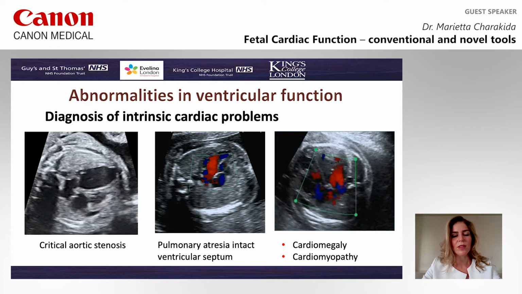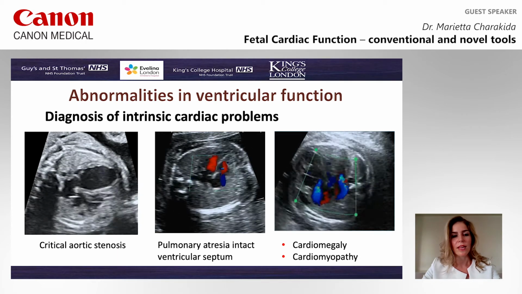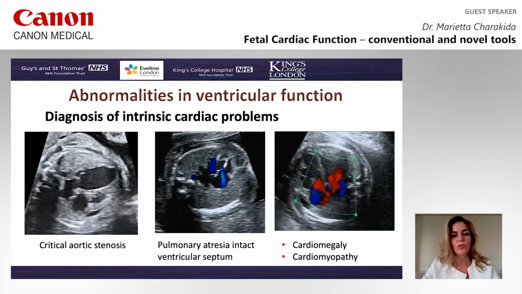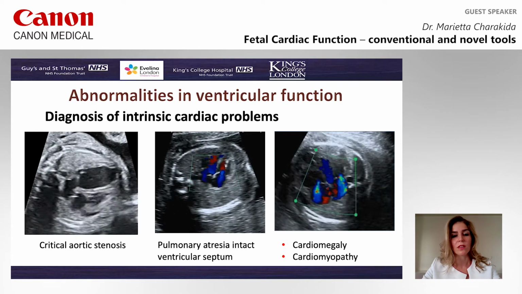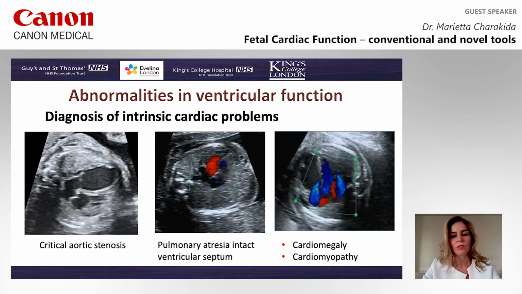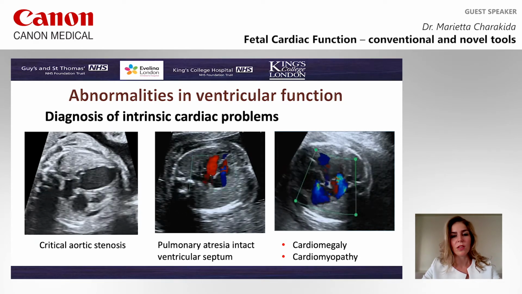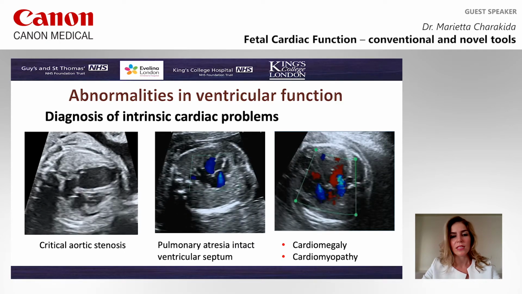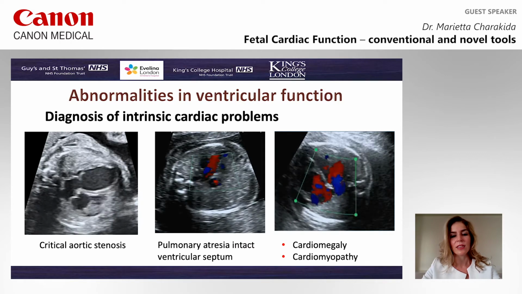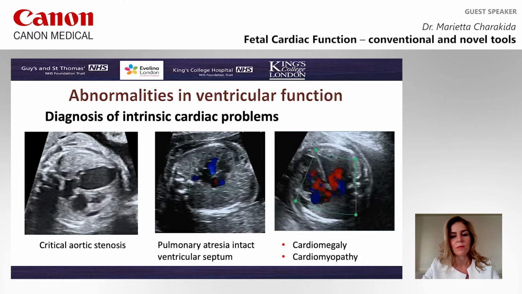In the first clip you can see a typical case of critical aortic valve stenosis. The left heart is dilated, there is reduced contractility and evidence of endocardial fibroelastosis. In the second clip, the pathology is on the right side of the heart. There is tricuspid valve regurgitation and there is reduced right ventricular systolic function. These findings will indicate the presence of pulmonary atresia with intact ventricular septum.